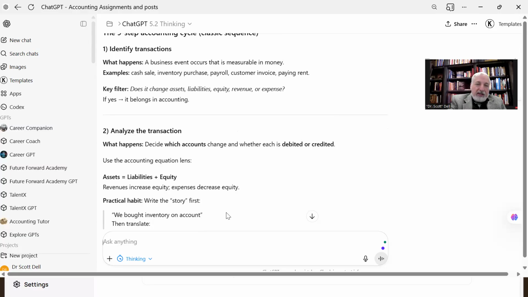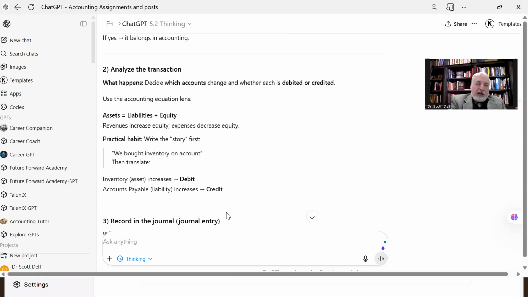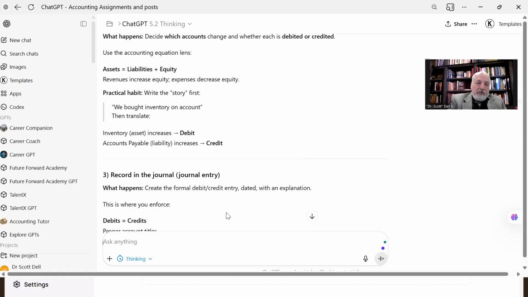So we've got to get in that habit of saying, okay, we bought inventory on account. Inventory changes and accounts payable changes. One asset changes, one liability changes. Okay, that kind of makes sense. That's the accounting equation. We're in balance. Assets equal liabilities plus equity. We haven't touched revenue or expenses yet. We're just recording an obligation to pay for inventory. If we paid for inventory with cash, we'd have two assets that get hit.